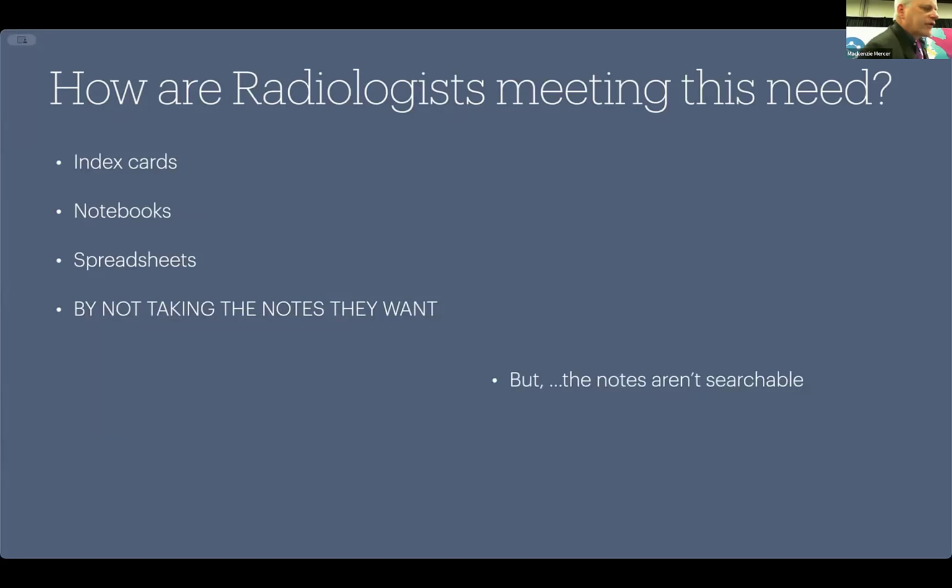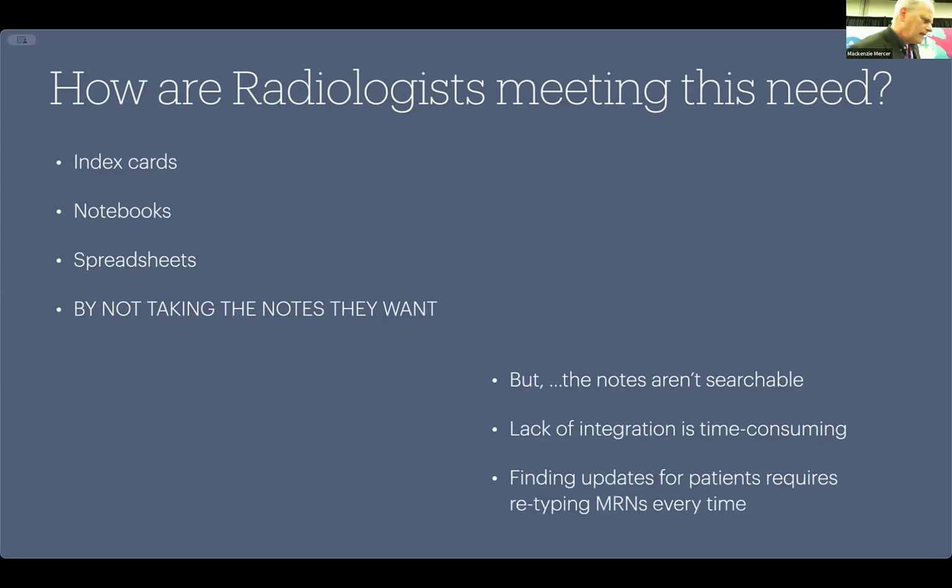All right. So when they take these physical notes, they're not searchable. The lack of integration is time consuming because they're writing down MRNs or accession numbers onto their index cards. And then if they want to find out about that later pathology, every month or so, they're going to take the stack of index cards, retype those MRNs into the EMR in order to find out what happened with those patients. And this is just, of course, wrong.